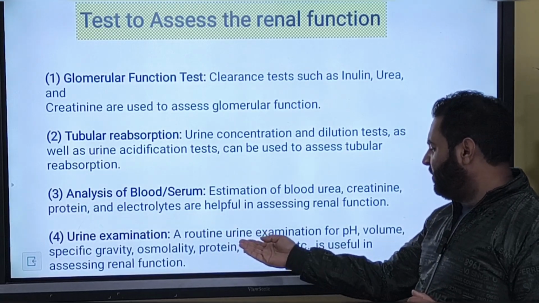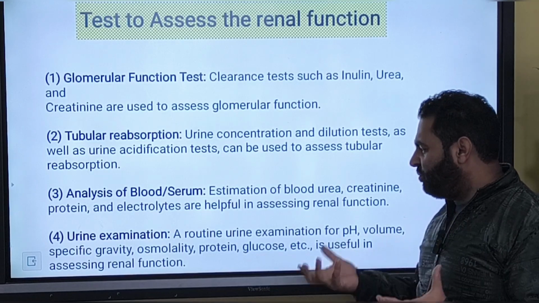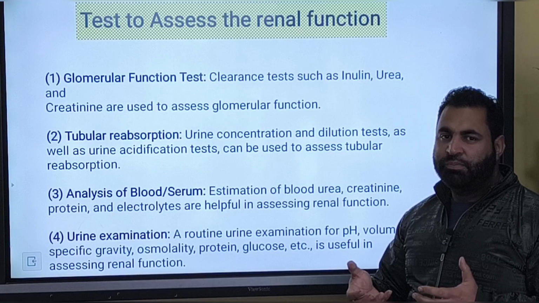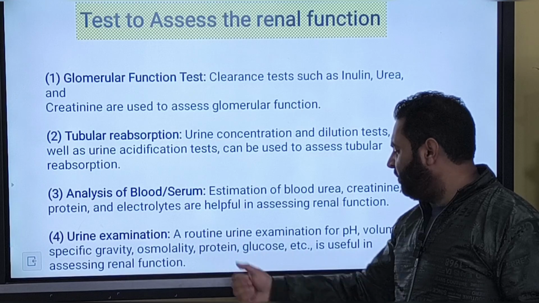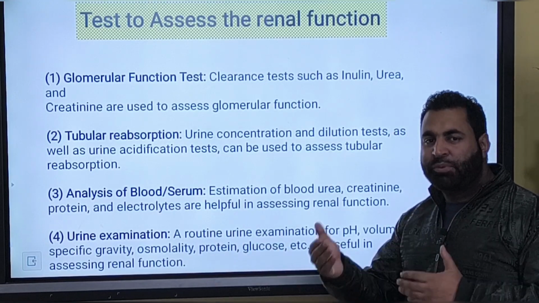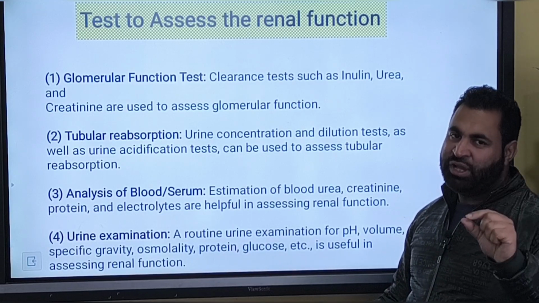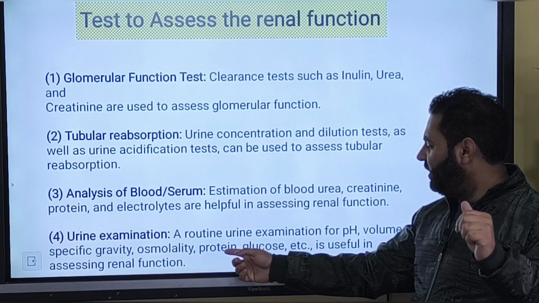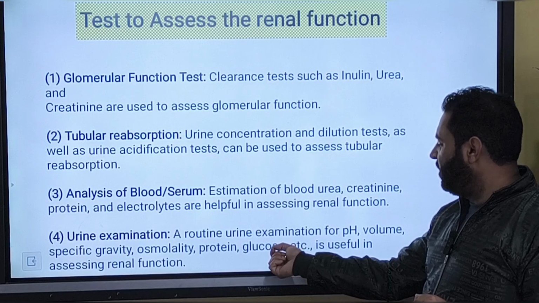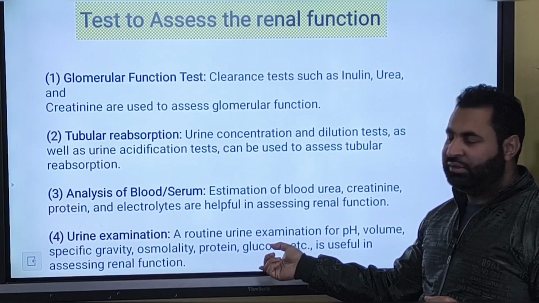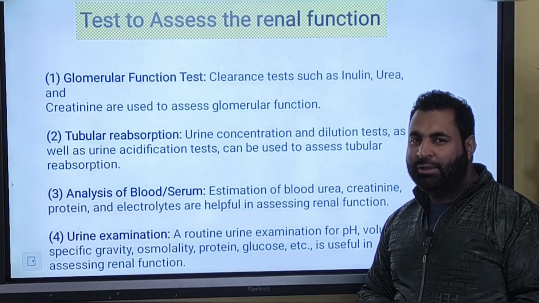So we can also go for routine urine examination: pH, volume, how much urine is produced by a person in 24 hours, specific gravity of the urine, osmolality, and whether there are proteins present in the urine or not. If there are proteins present in the urine, that is proteinuria, and it is a very dangerous situation. Glucose: if somebody has diabetes, that person will have glucose in urine, which is called glucosuria. So these tests help us in assessing the renal or kidney function.